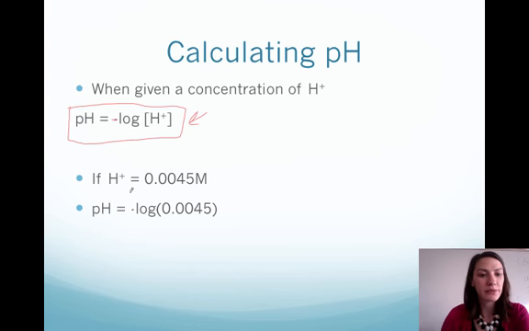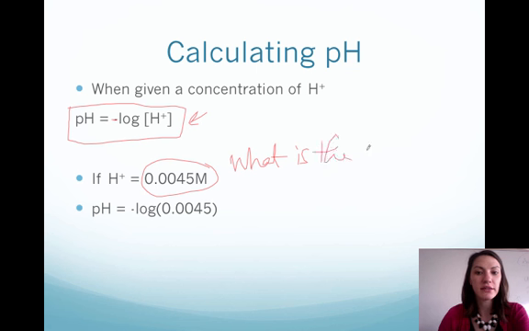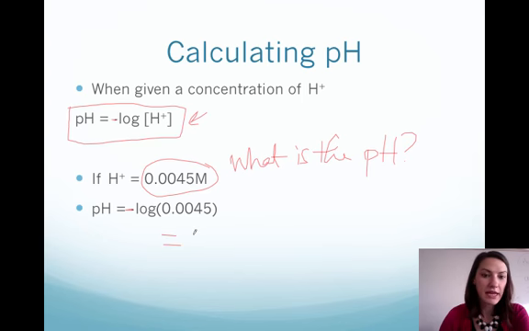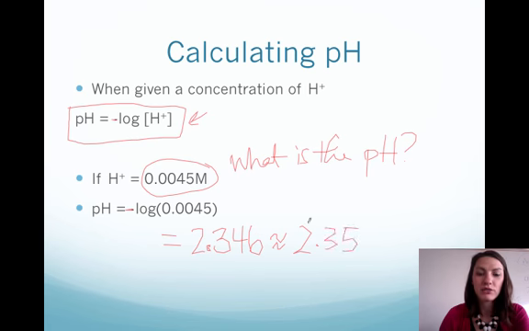In this question, we have 0.0045 molar of H plus. My question is, what is the pH? Well, I'm going to set it up. I'm going to do negative log 0.0045. I'm going to put that in my calculator, negative sign, log button, and I'm going to get an answer of 2.346, which is about 2.35. We're always going to use 2 decimals when we're talking about pH. And that is going to be my pH.